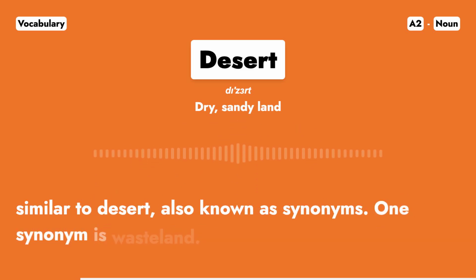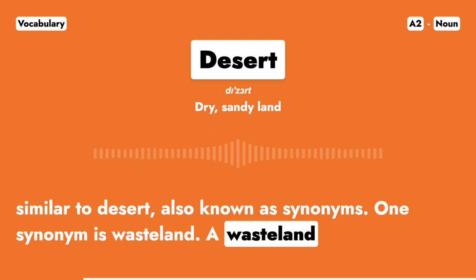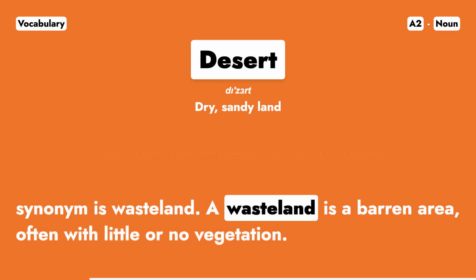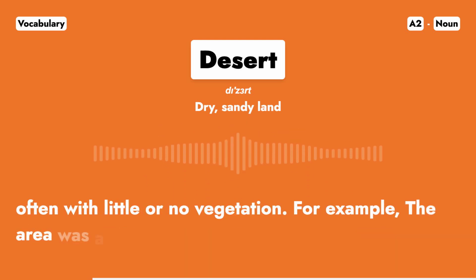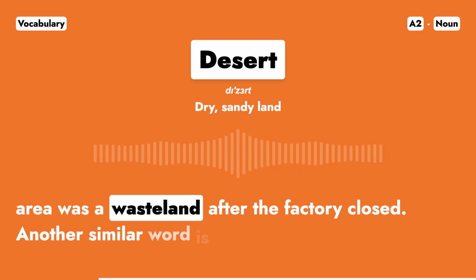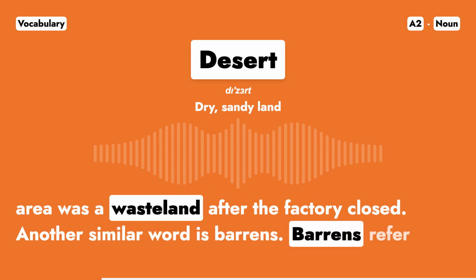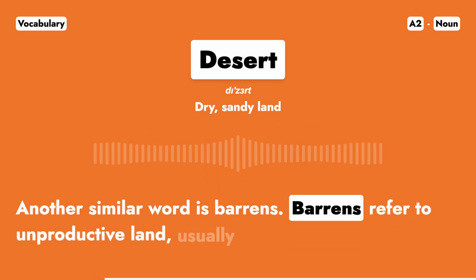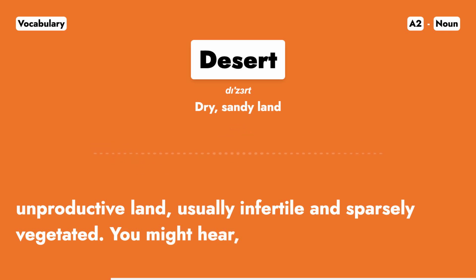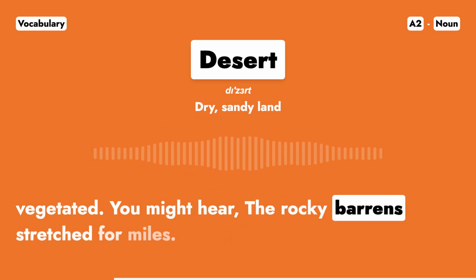One synonym is wasteland. A wasteland is a barren area, often with little or no vegetation. For example, the area was a wasteland after the factory closed. Another similar word is barrens. Barrens refer to unproductive land, usually infertile and sparsely vegetated. You might hear, the rocky barrens stretched for miles.